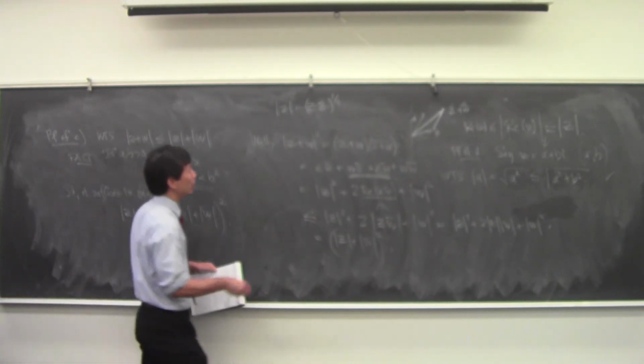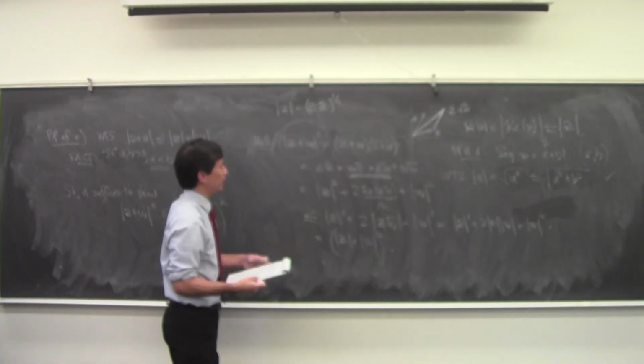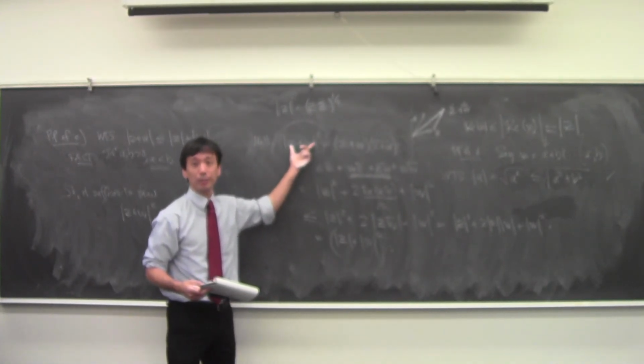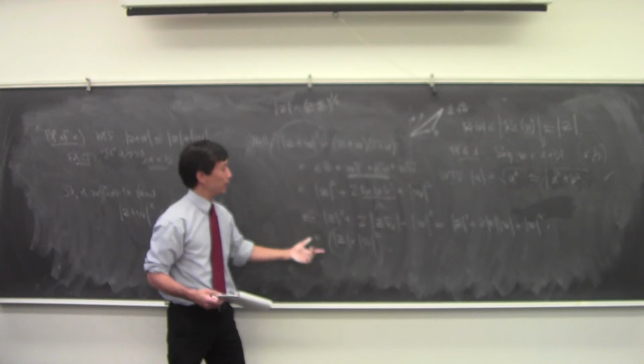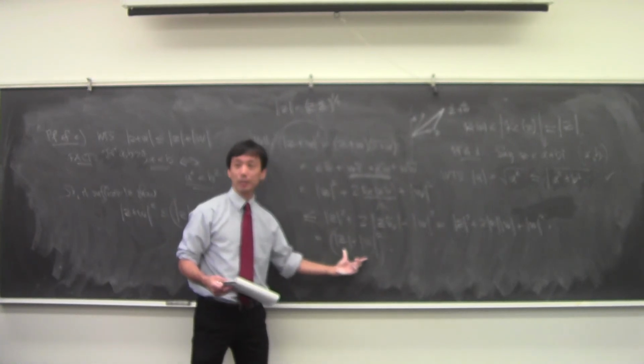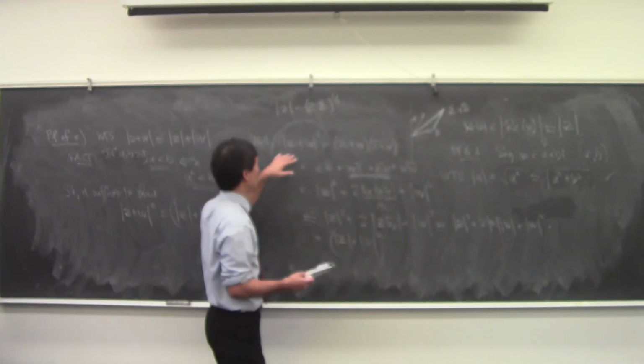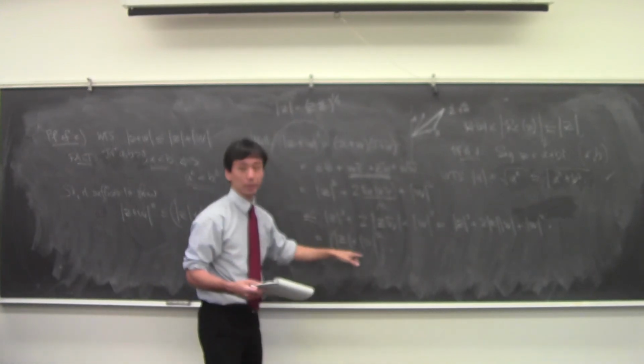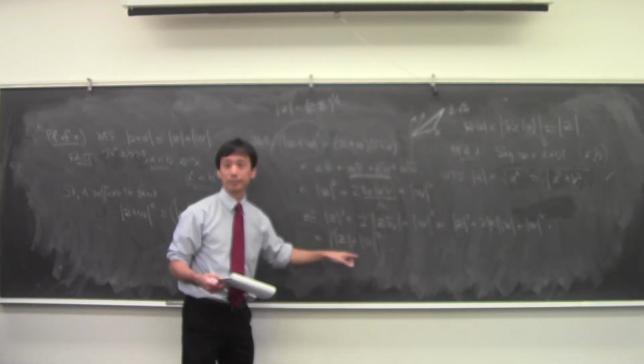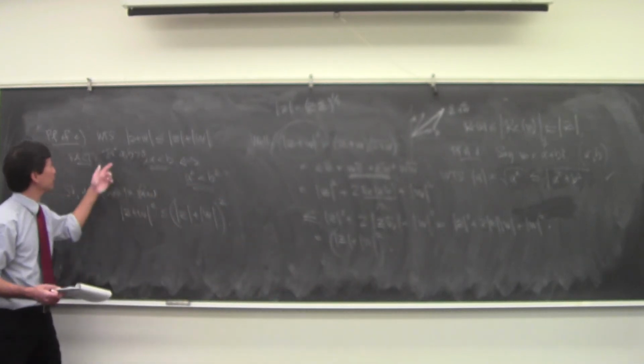Okay. And so altogether, what do we get? We get that the square of the modulus of the sum is less than or equal to the square of the sum of the moduli, right? In other words, that implies that the modulus of the sum is less than or equal to the sum of the moduli, which is what we want.